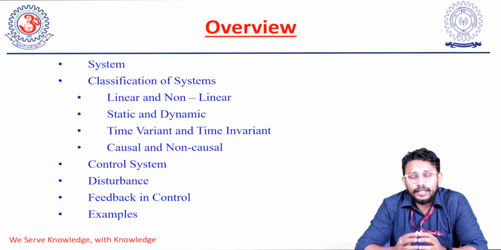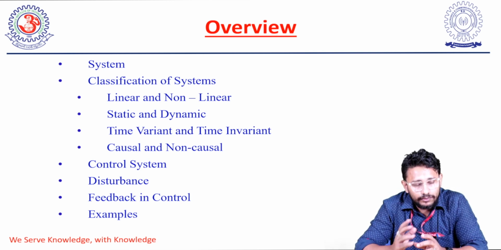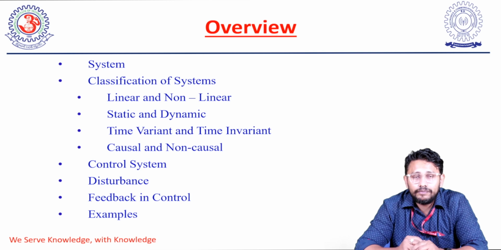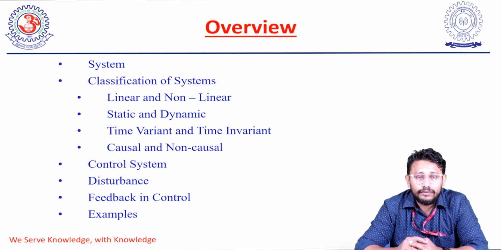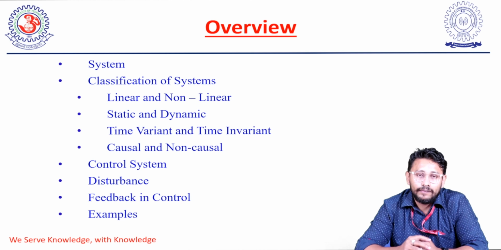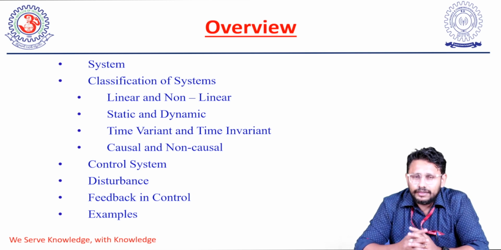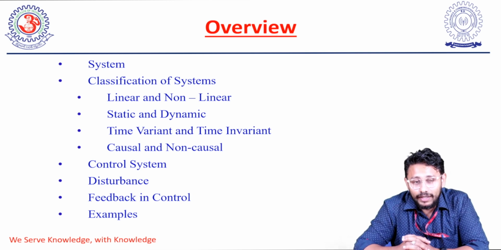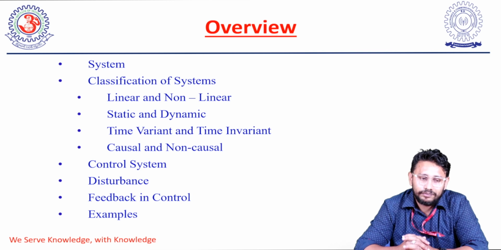We'll observe various classifications of the system in terms of linearity, in terms of dynamism, in terms of time variant features, and whether it is causal or non-causal. We'll see what a control system is as a whole. We'll check what a disturbance in a system is, some feedback, and some examples.